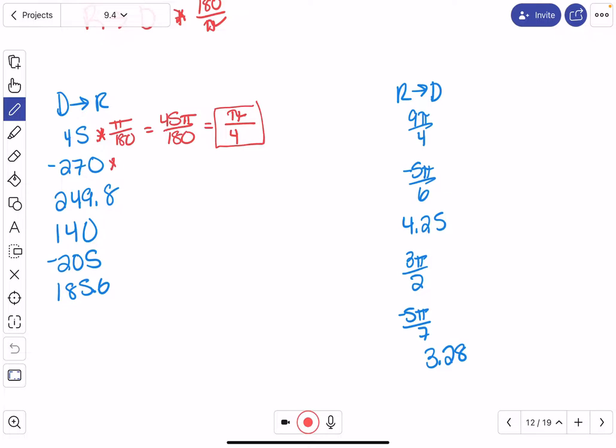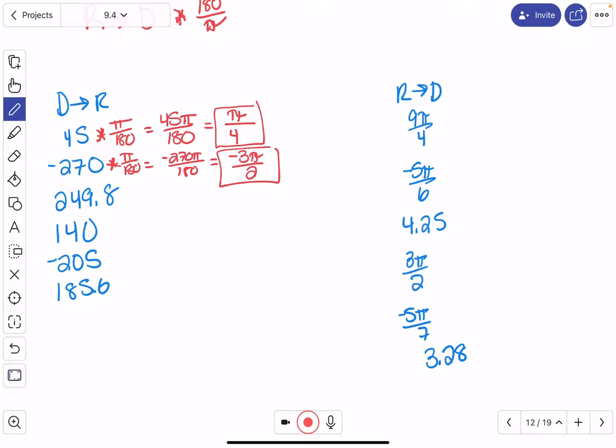Negative 270 times pi over 180. Well, you get negative 270 pi over 180. Those are both divisible by 90. And if you reduce it, you get negative 3 pi over 2.